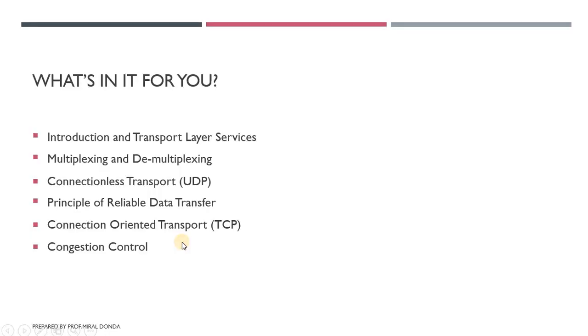The contents are introduction and transport layer services, multiplexing and demultiplexing, connectionless transport, principles of reliable data transfer, connection-oriented transport, and congestion control. So these are the main contents that we are going to learn in this chapter. Let's start with the first, the introduction and transport layer services.